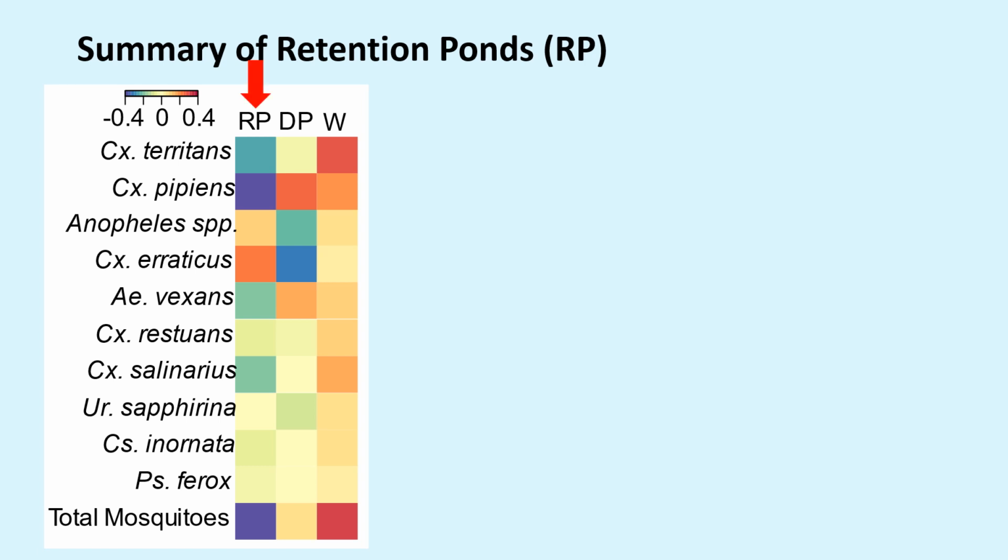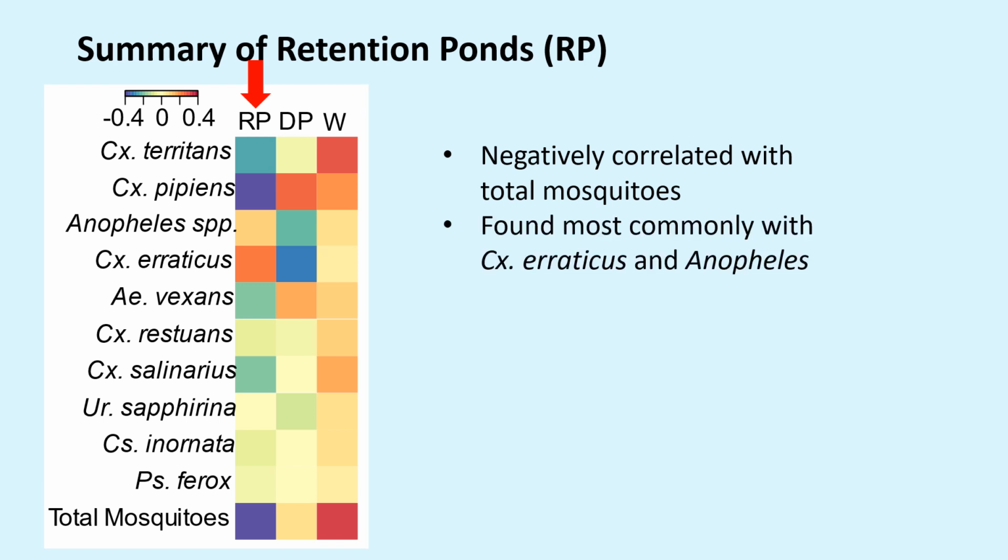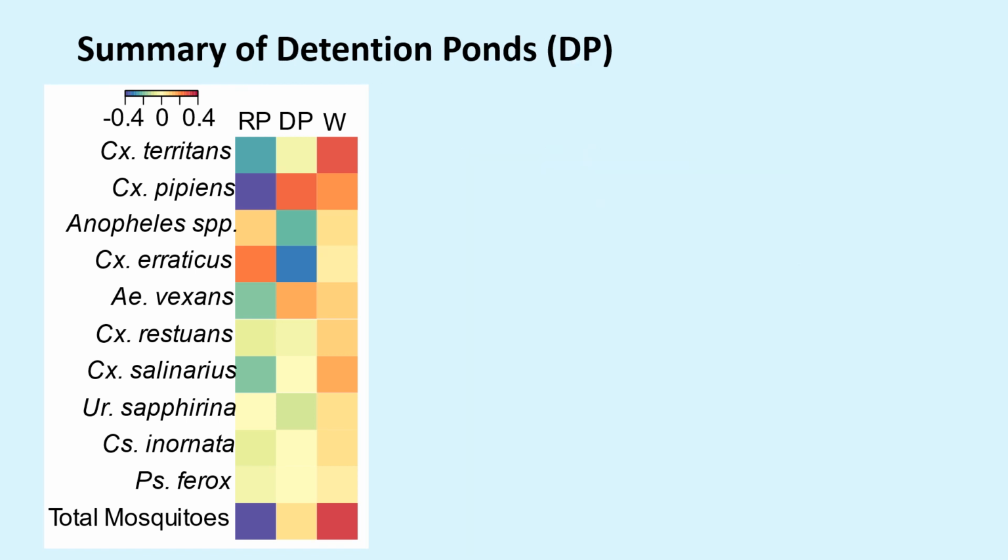Looking at retention ponds in particular, these in general were negatively correlated with mosquitoes. If you look at the total mosquitoes overall, you have a pretty negative correlation there. That means that in general, these had fewer mosquitoes than the other types of sites. But you do see Culex restuans and our Anopheles species are somewhat positive in these sites. But in general, they did not have very many mosquitoes.